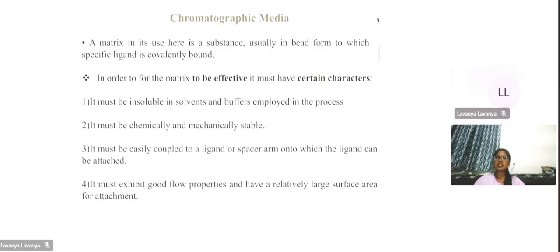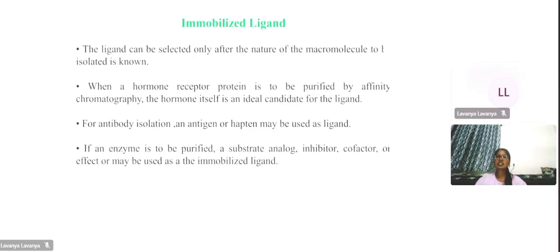Then it must be easily coupled to a ligand or spacer arms onto which the ligand can be attached. Then it must exhibit good flow properties and have a relatively large surface area for attachment. With good flow properties, the process will occur very easily. So next, what is an immobilized ligand?